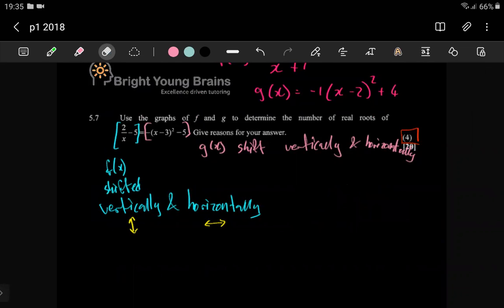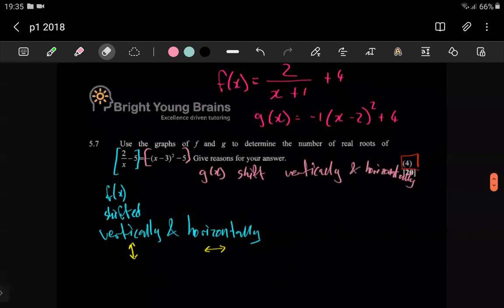With your f of x, the same applies. You look at your y asymptote and your x asymptote. So you can see there's no -1 next to the x, and you can see from 4 to -5. So you can see there was a shift. So you can look at those things to know whether it was vertical or horizontal.